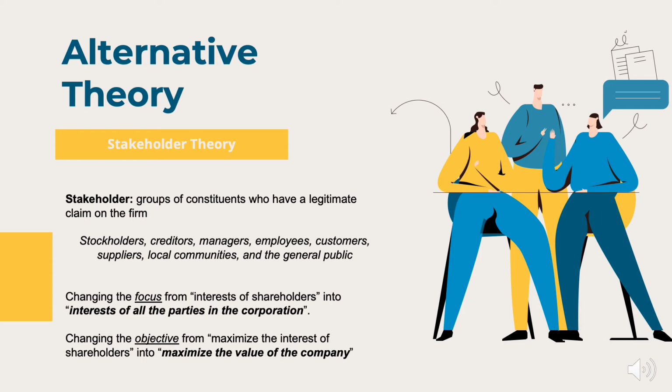Also, according to the stakeholder theory, the objective of corporate existence is not for the shareholders only. So it is changing the objective of corporate governance from maximizing the interests of shareholders, according to the agency theory, into maximizing the value of the company. The stakeholder theory suggests that other individuals and parties, which are groups of constituents who have a legitimate claim on the firm, should also be considered as stakeholders: the stockholders, creditors, managers, employees, customers, suppliers, local communities, and the general public.